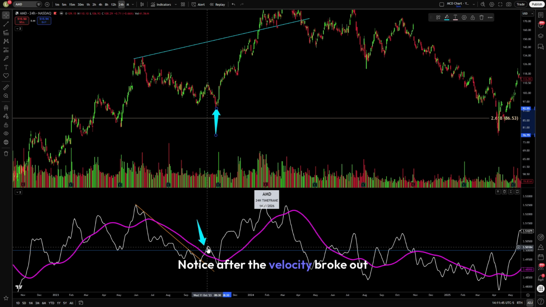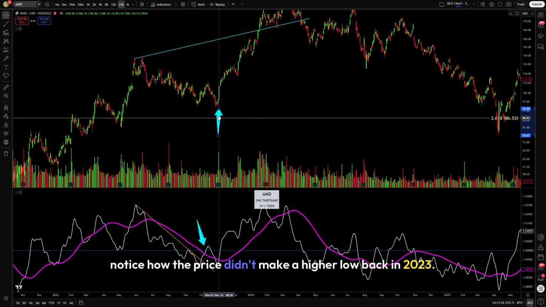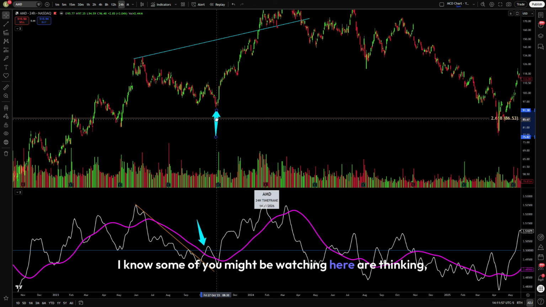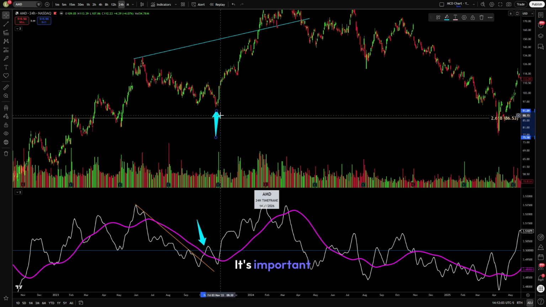Notice after the velocity broke out and made a higher low, notice how the price didn't make a higher low back in 2023. I know some of you might be watching and thinking, well, why are you showing me 2023? That's like three years ago. It's important because this is a behavior of how AMD stock ends up behaving.